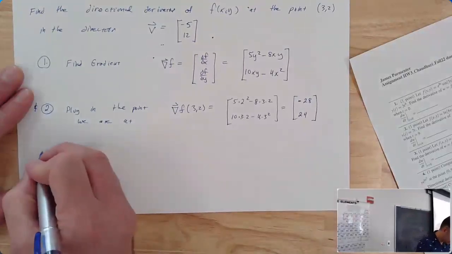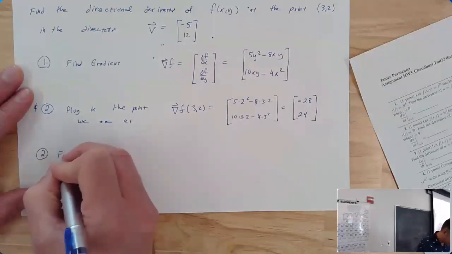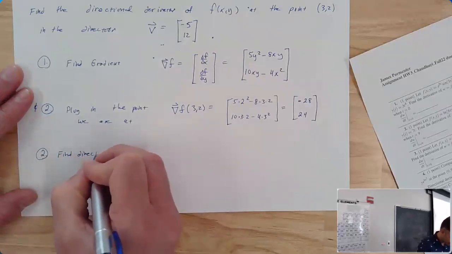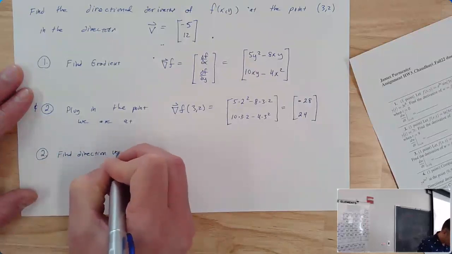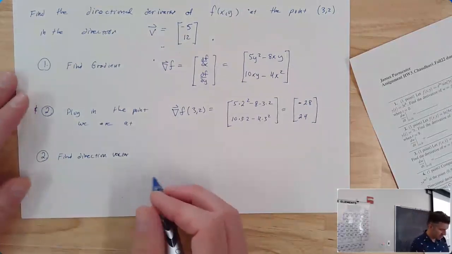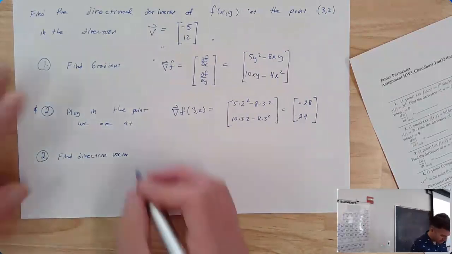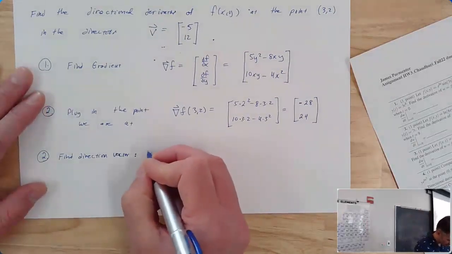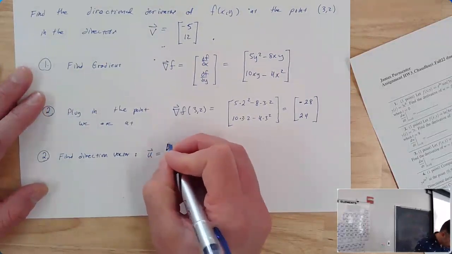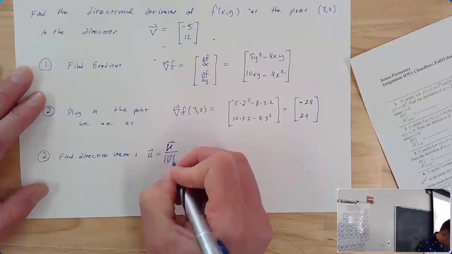Then we also need to find the direction vector. Now, find is probably not the best word, because usually you're given the direction. So I would say it is perfectly reasonable to say that the direction we are traveling in is the direction of -5, 12. The problem is it's not a unit vector. So what I really mean by finding the direction vector is, whatever your vector is, take your direction vector and make it a unit vector. So u is going to be the vector v divided by its own magnitude.